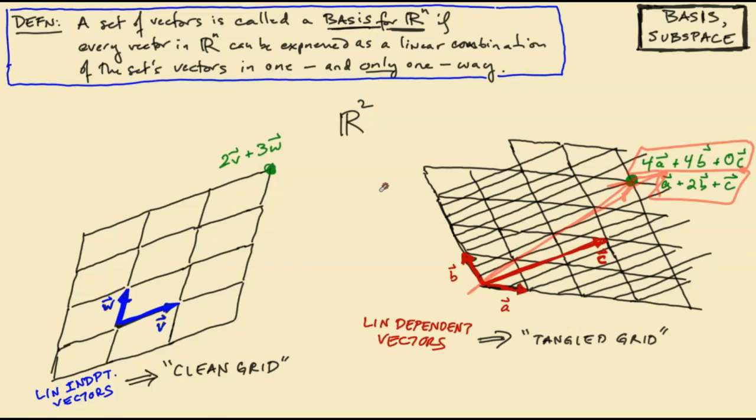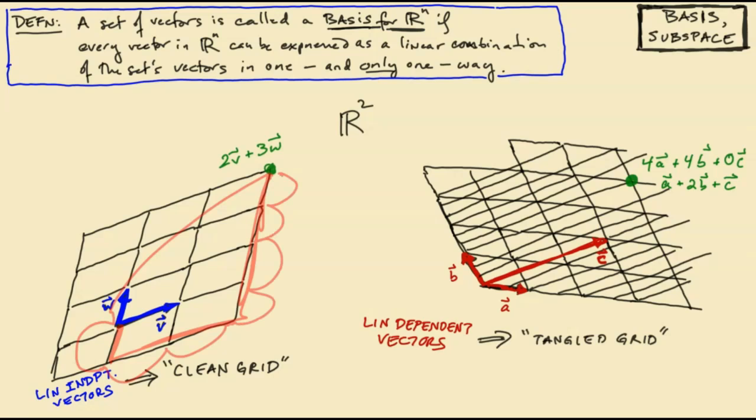In contrast, that can't happen here, where we have a clean grid. This is the only way to get to this point. I mean, you could take some other path like this one, but it amounts to the same thing because you have minus w, 2v's, plus 4w. Well, the minus w and the 4w work out to 3w. So there's no getting around the fact that this is 2v plus 3w and only 2v plus 3w.